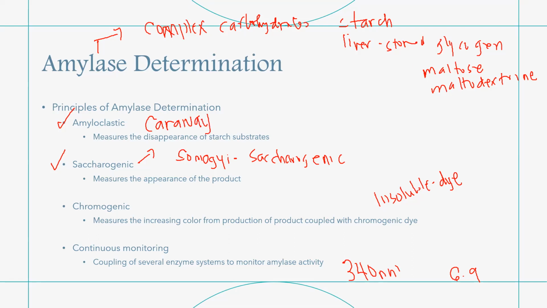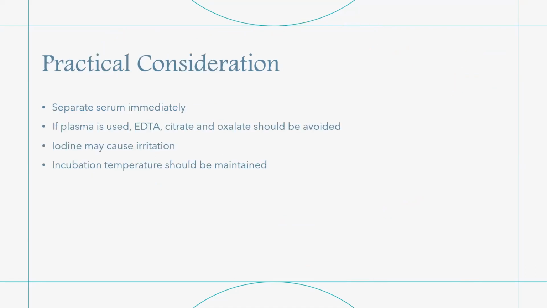An example of an amyloclastic method is the modified Caraway method, which measures amylase activity by decreasing starch hydrolysis, evidenced by decreasing starch-iodine formation, since amyloclastic is based on the disappearance of the starch substrate.